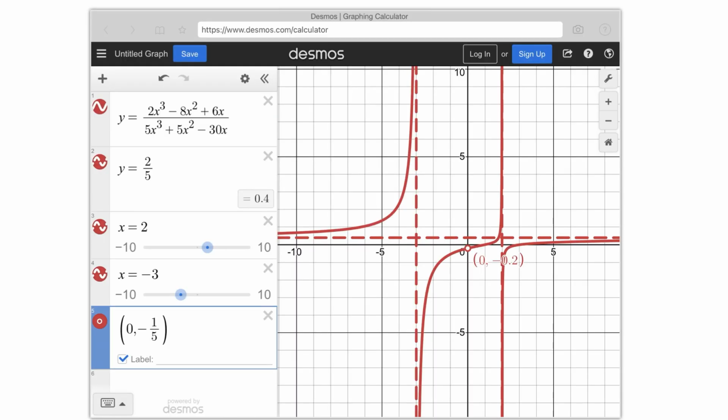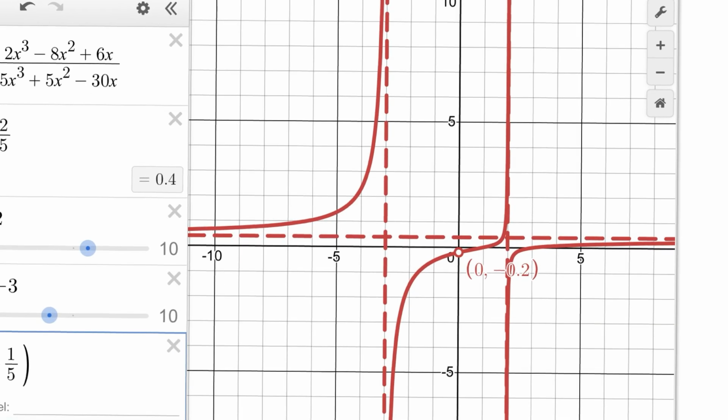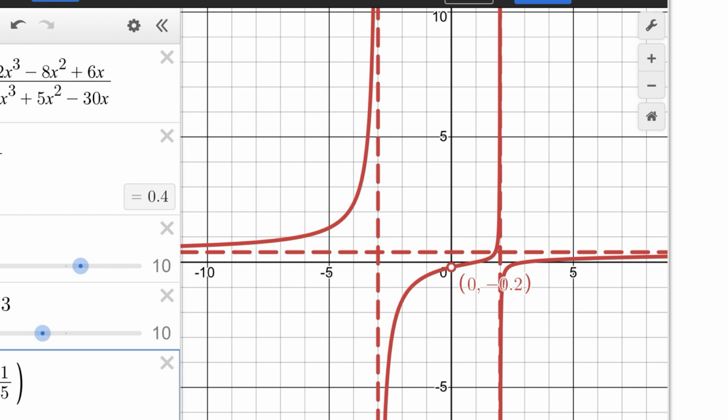All right, so here we look at Desmos and we can see, yes, we've got ourselves our hole at (0, negative 1/5). We have our horizontal asymptote right there at 2/5, and we have two vertical asymptotes. Again, interestingly, it looks like the graph is going through that horizontal asymptote, but that's not a big deal as long as we use it as a guide for sketching. As we go really far left or really far right, we're good to go.